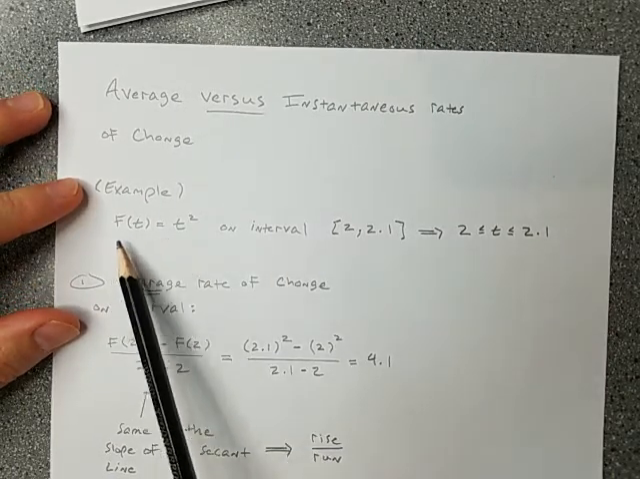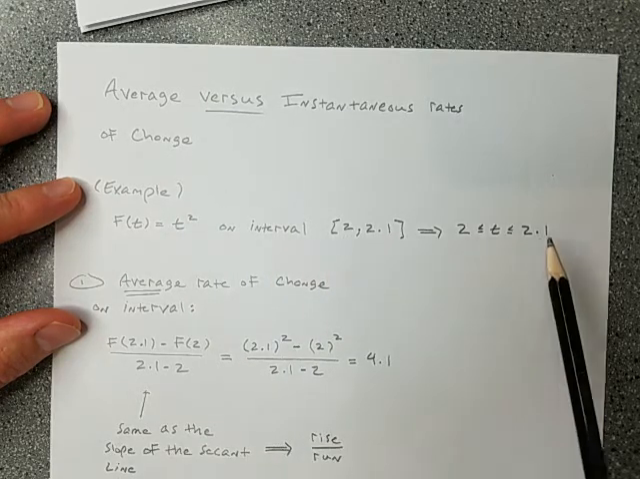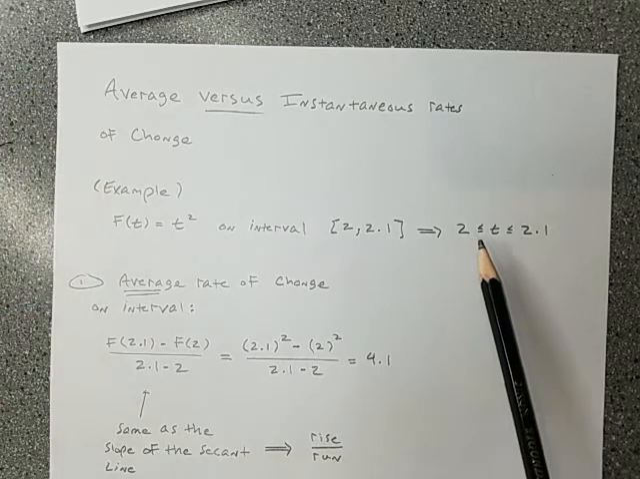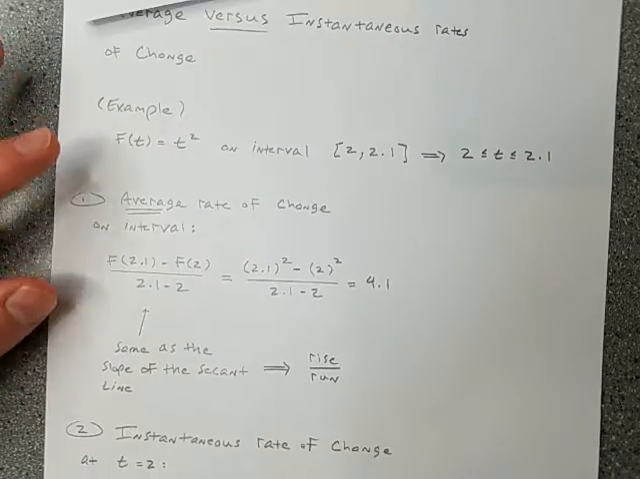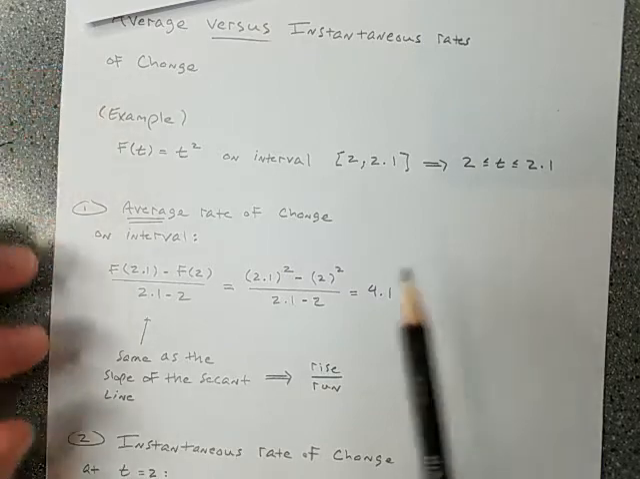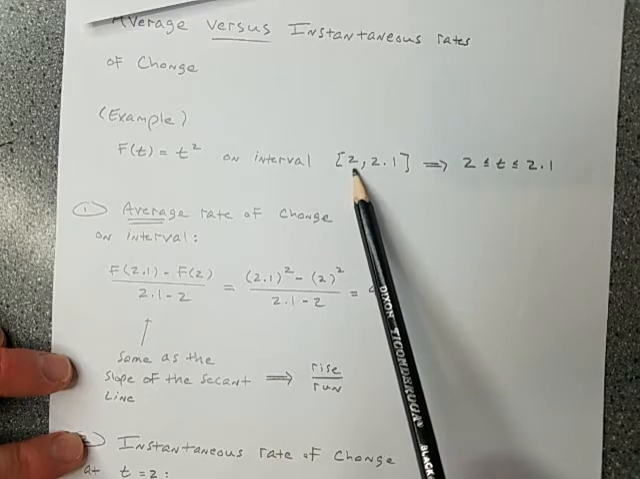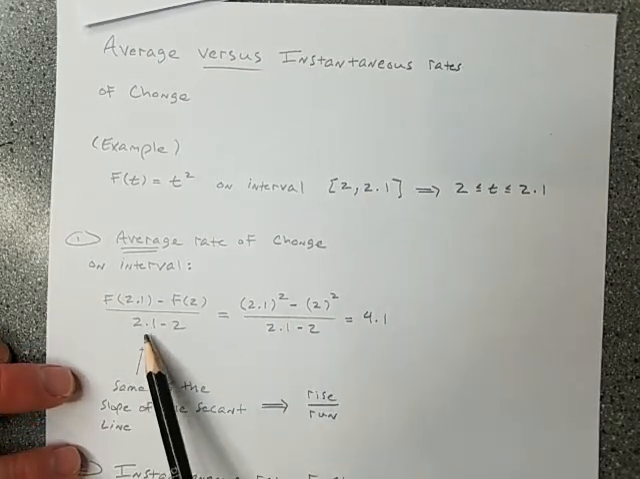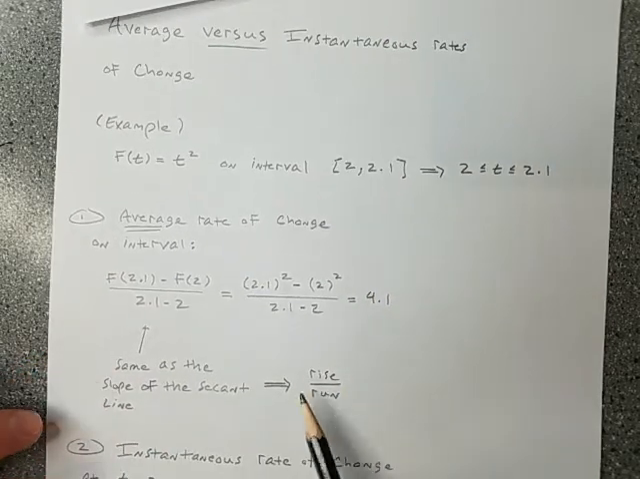I have this function, f of t is equal to t squared, on the interval 2 to 2.1. That's like saying that t is somewhere between 2 and 2.1. The average rate of change of this function on that interval is f of 2.1, the function at the right endpoint, minus f of 2, the function at the left endpoint, over 2.1 minus 2. I hope that looks familiar. That's the same thing as the slope of the secant line through the curve at the points 2 and 2.1. It's just rise over run.